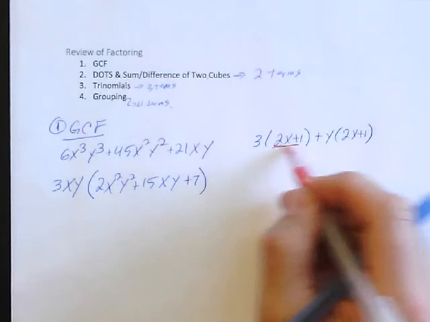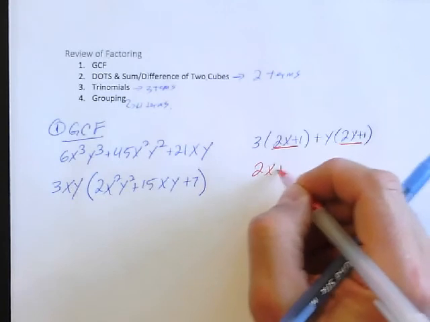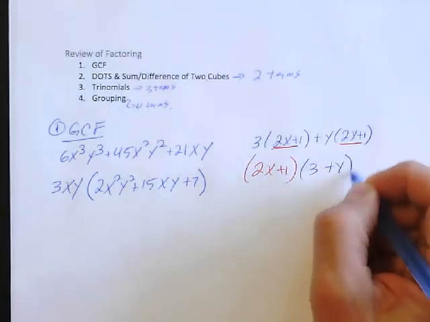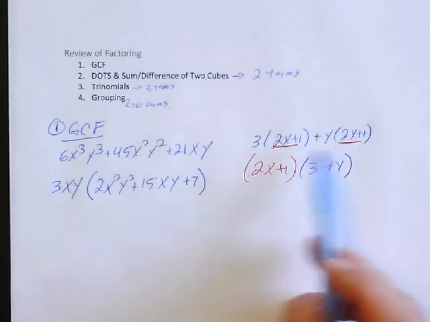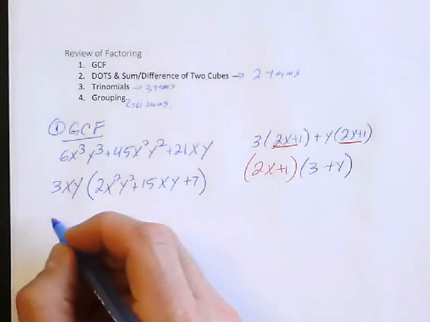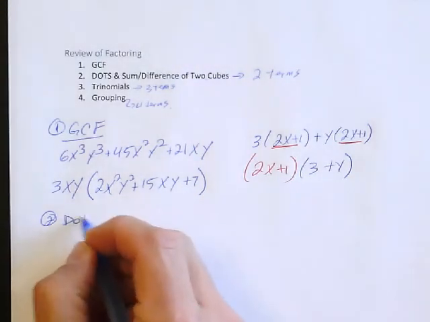Another way would be 3 times 2x plus 1 plus y times 2x plus 1. What's inside of these parentheses can be treated as an entity. So it's no different than 3a plus ya, and we can factor the a out. So we're going to factor out the 2x plus 1. And then we have 2x plus 1 times 3 plus y. So whatever's inside parentheses, so long as they're the same, you can factor them out just like you would anything else.